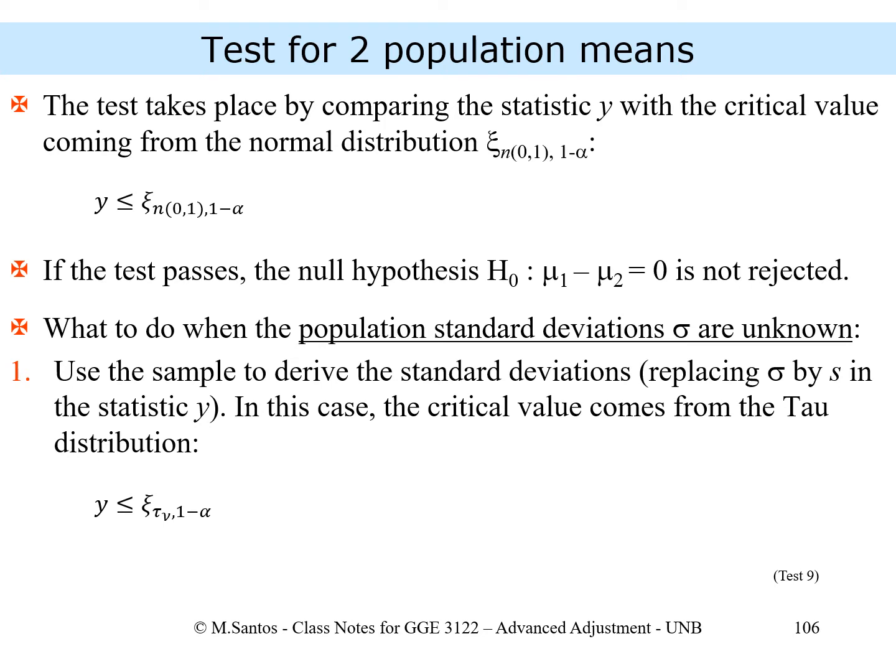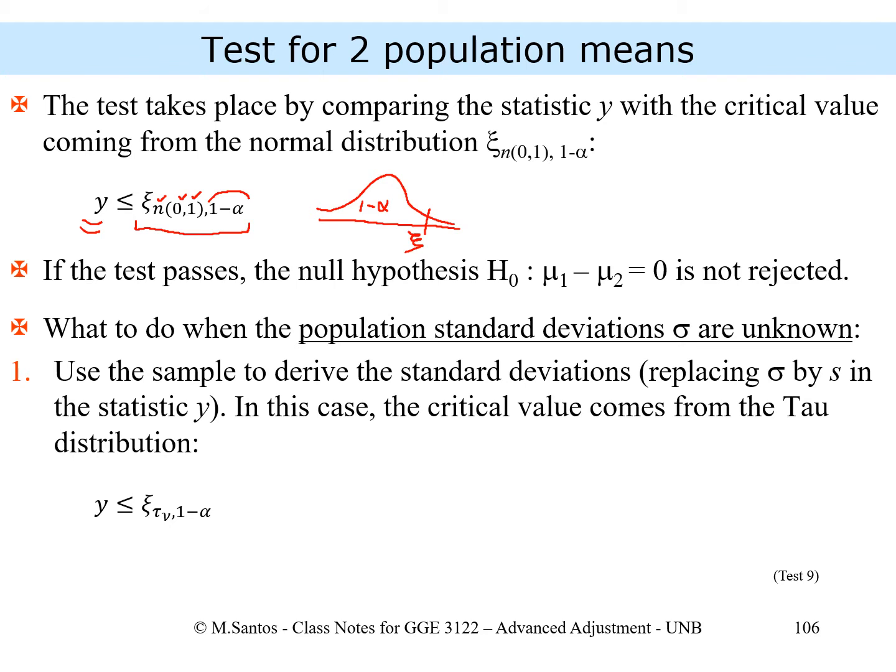So what we are going to do is compute the statistic y, which is given by the expression, and test if that statistic is less than or equal to a threshold value that we draw from the normal distribution. This is the standardized normal distribution, with a particular 1 minus alpha confidence level. So if y is less than the threshold, then the null hypothesis will not be rejected.